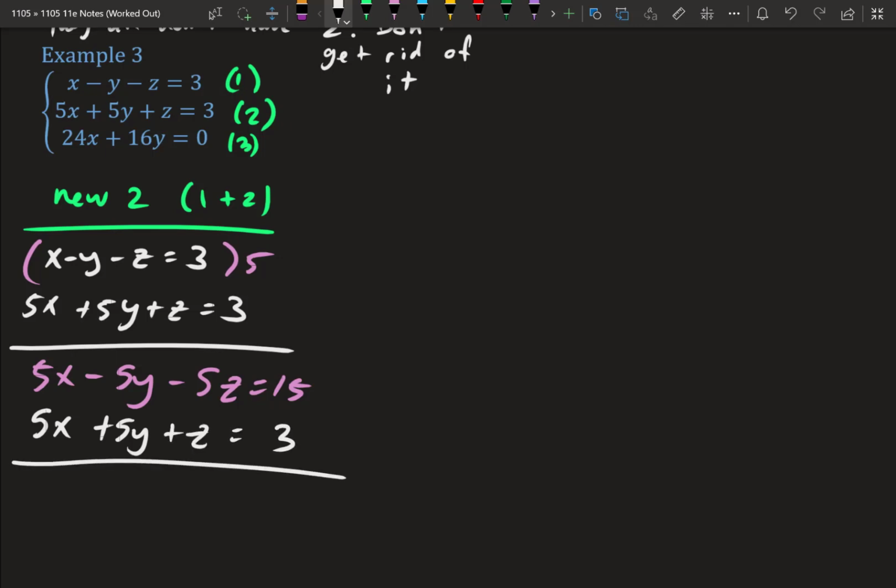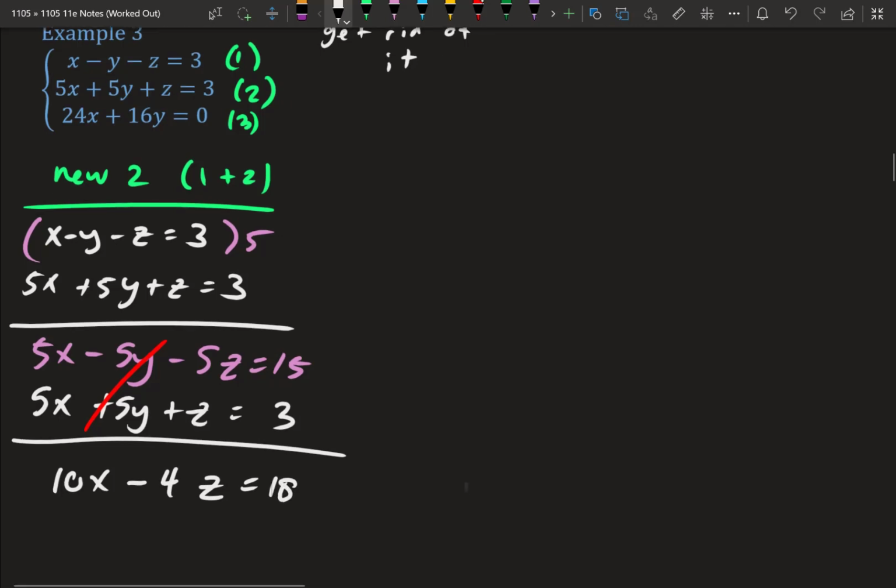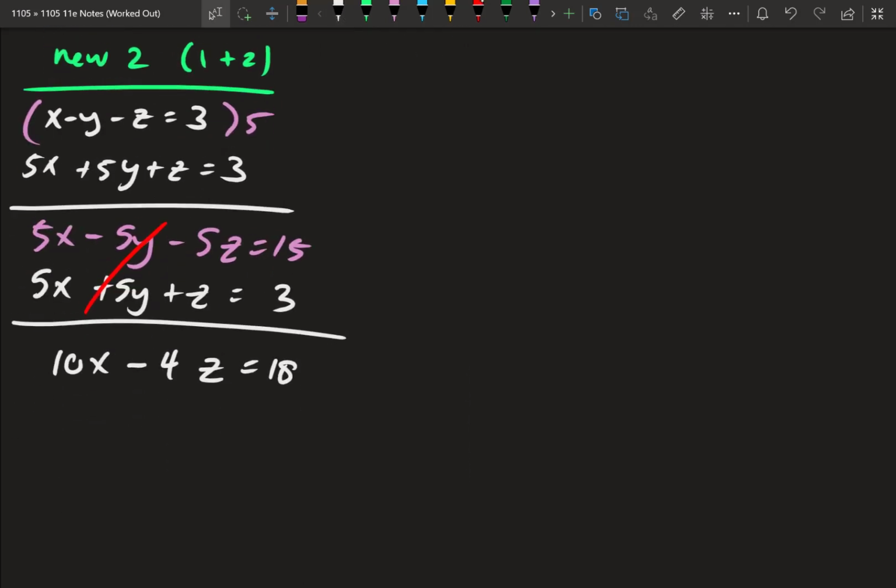We're going to cancel out our y's. So we have 10x minus 4z equals 18. That is our new 2. So let's find our new 3.